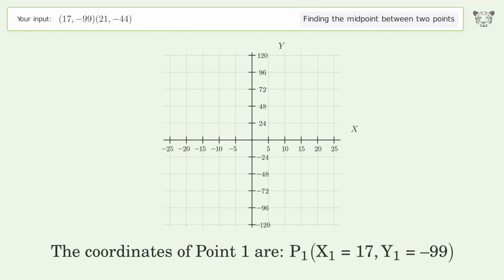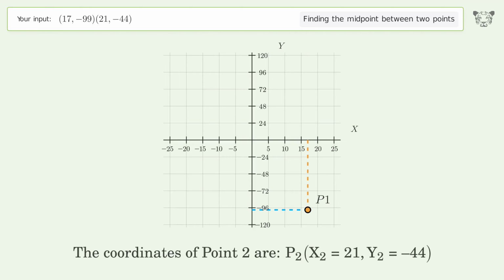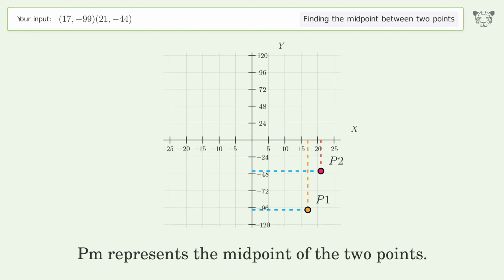The coordinates of point 1 are x1 equals 17, y1 equals negative 99. The coordinates of point 2 are x2 equals 21, y2 equals negative 44. PM represents the midpoint of the 2 points.